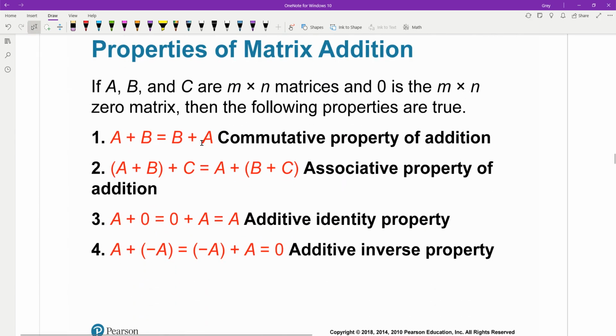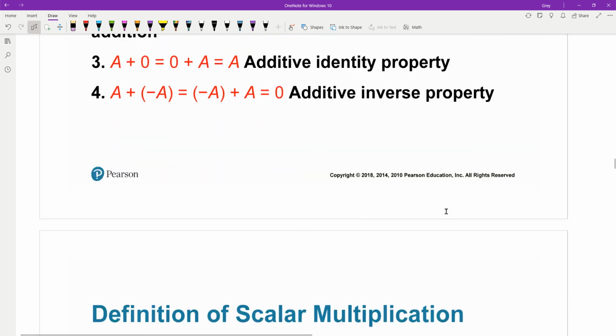All right, properties. Commutative, associative, additive identity. The additive identity is 0. The additive inverse is like the opposite.